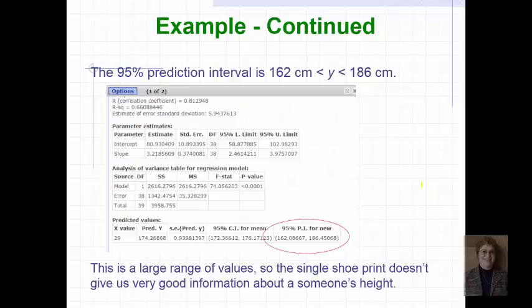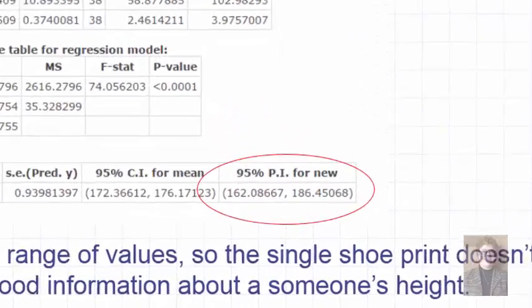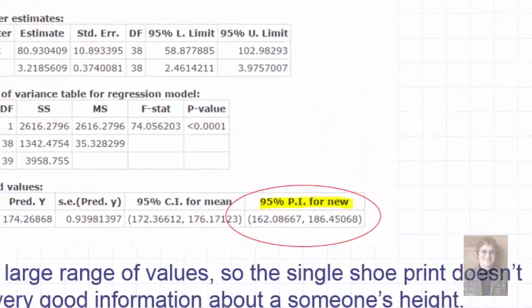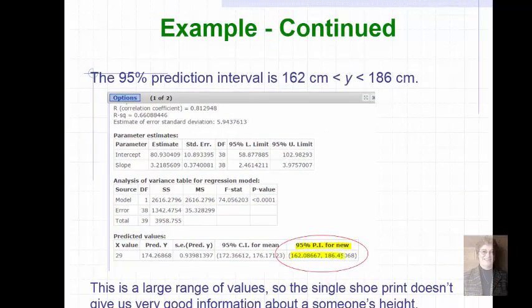So here is our printout from StatCrunch, and it comes up with a 95% prediction interval, and it's important that you do the prediction interval. This CI is a confidence interval. That's a different thing, and we're not even going to talk about it. So when we look at this, we have the height of between 162 and 186 centimeters when we have a shoe print length of 29.